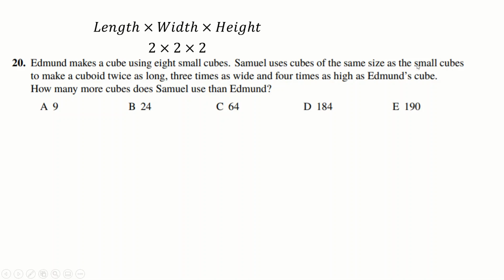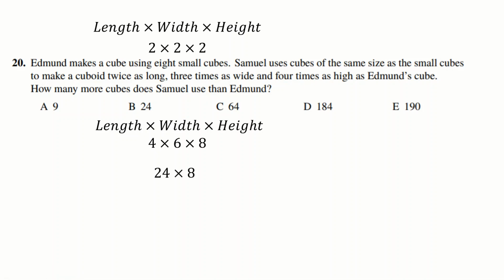Samuel uses cubes of the same size to make a cuboid twice as long, 3 times wide, and 4 times as high. So his dimensions, twice as long means length 4, 3 times as wide means width 6, 4 times as high means height 8. And then we literally multiply these dimensions together to find out how many cubes there are. 4 times 6 is 24, 24 times 8 is 192. I know that because 25 times 8 is 200, and then you just take away 8.